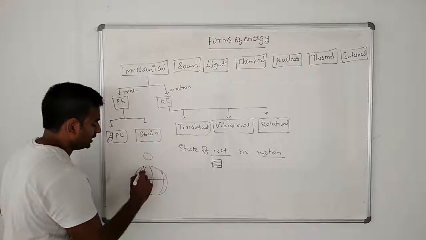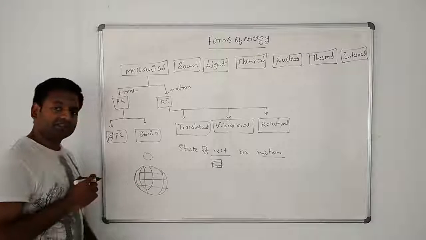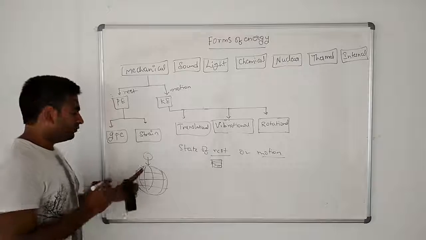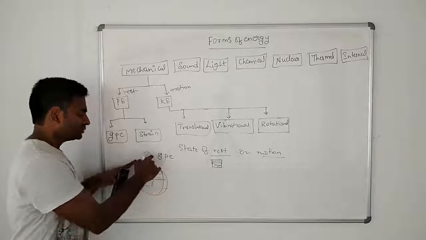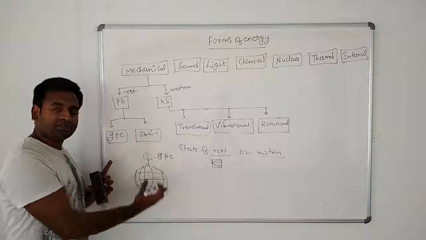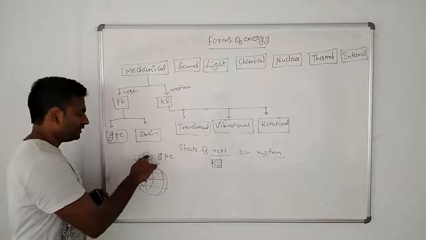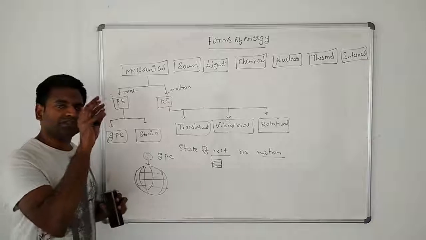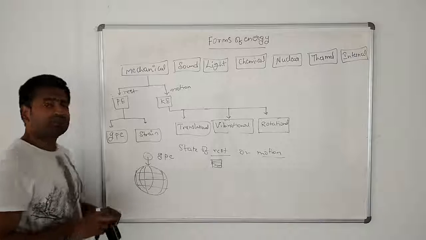So if I have the earth and a body which is above the earth, will it have energy? Yes, it will have energy. What kind of energy is it? Potential energy. What kind of potential energy? Again, it is gravitational potential energy, because this potential energy is because of the gravitational field of the earth, or because of the gravitational force of attraction. So gravitational potential energy is the energy possessed by a body because of its position in the gravitational field.